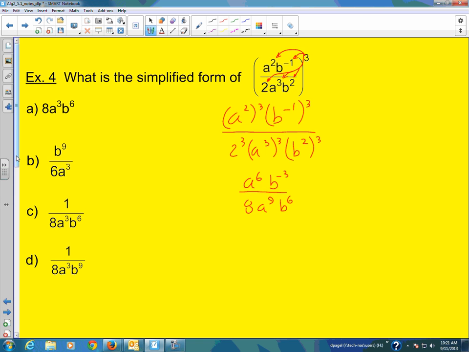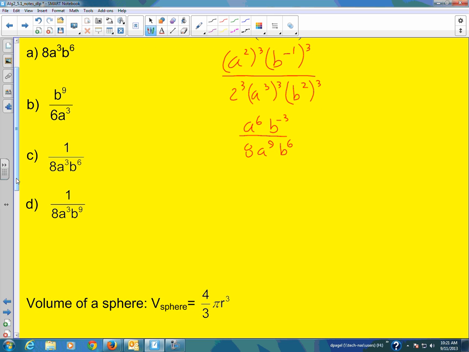All right, so at this point, maybe you decide you want to do your quotient. And you say a to the 6th minus 9, b to the negative 3 minus the 6, and then that just leaves me with my 8 in the denominator. But this becomes a to the negative 3rd, b to the negative 9th, which means both of these guys have to get kicked out of the numerator and put down into the denominator. And end up with this, which is the answer D.